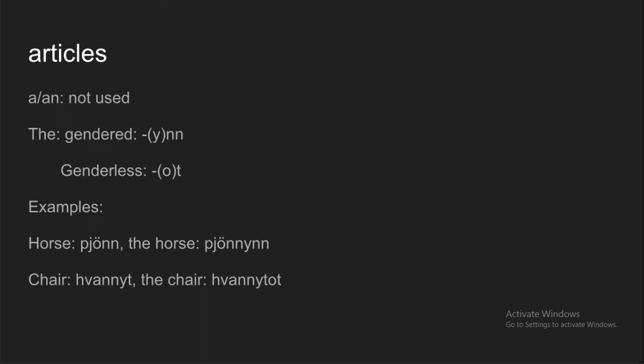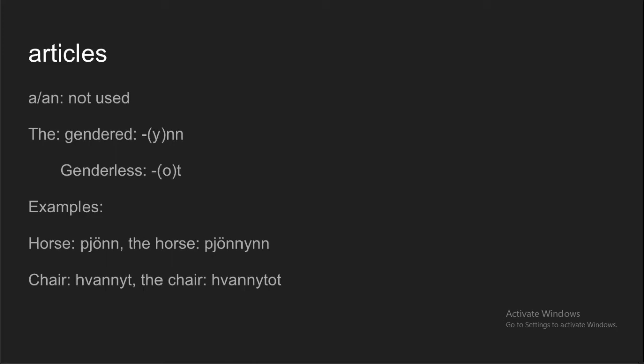But the definite article "the" is there. It has two forms, and the reason why the vowels are in parentheses is because you don't always need them. If the word ends in a consonant, you add on the vowel and then the suffix consonant sounds. So for gendered, it's in, but if it ends in a vowel, you just add on the nn. For genderless, it is ot, and if it ends in a vowel, you just add on the t.